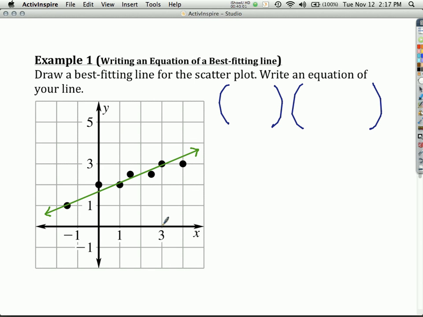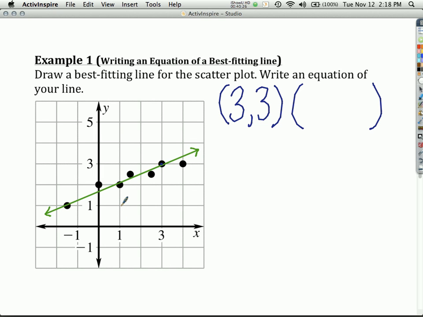So it looks like 3, 3. I'm pretty close to it. Right about there. So that's good enough. So we'll say 3, 3 will be 1 point that we're going to use. What's another point that we can use that's on the line? Michaela? 1, 1. 1, 1 is right there.